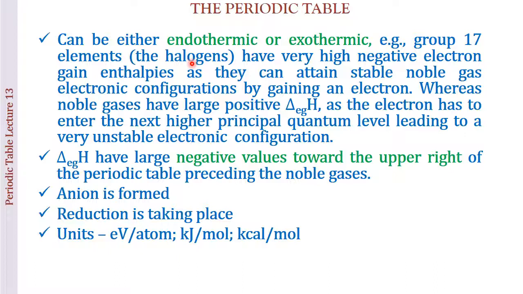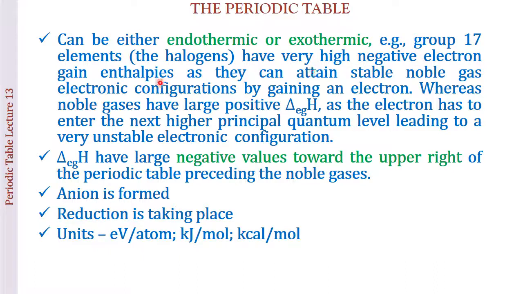So if they gain that one electron, they will acquire the neighboring stable noble gas electronic configuration, right? So if they are in need of one electron, they are going to gain that very easily, and that is why they have very high negative electron gain enthalpy.